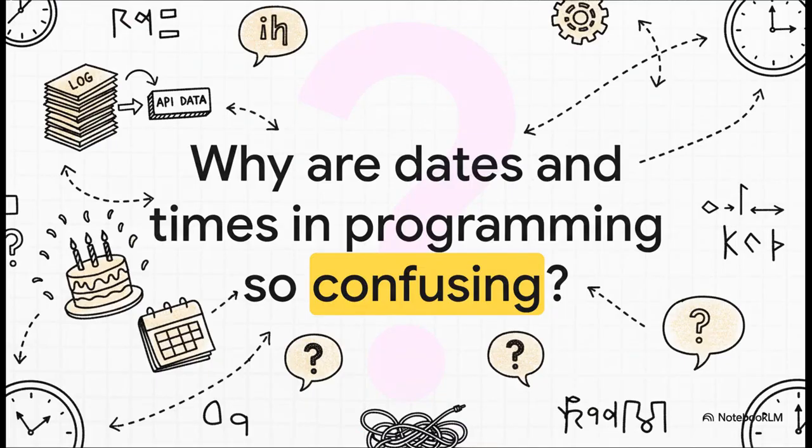So, what is it about dates and times in programming that's just so confusing? I mean, it feels like it should be easy, right? But if you've ever tried to pull a date from a log file, or deal with API data, or even just handle a user's birthday, you know it's anything but. It's almost like they speak a totally different language. And you know what? In a way, they actually do.